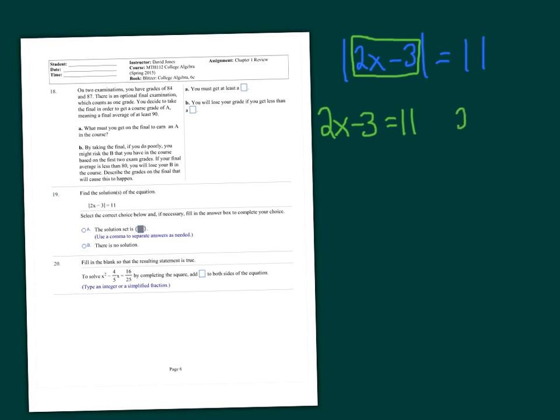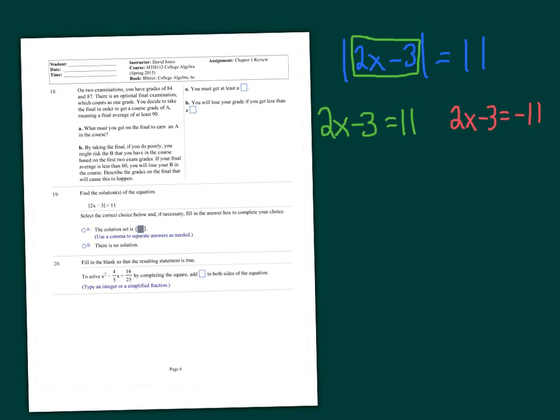We could also say that, let's do this in a different color. 2x minus 3 could also be negative 11. If we had negative 11 inside those absolute value signs, that would still give us an 11 absolute value. So we just need to solve both of these. That'll give us two different answers, and either one of them will work.